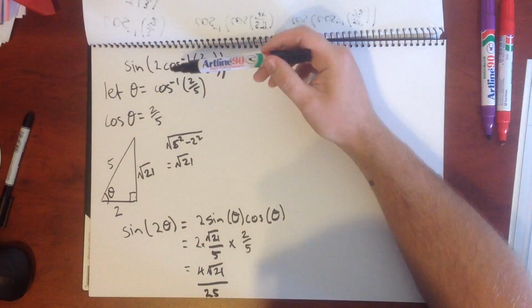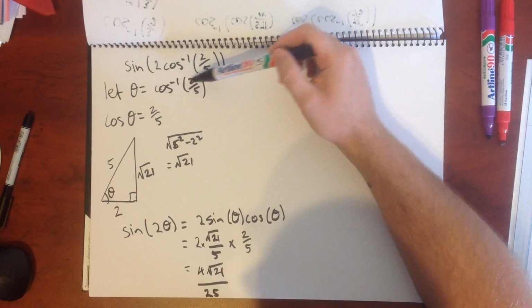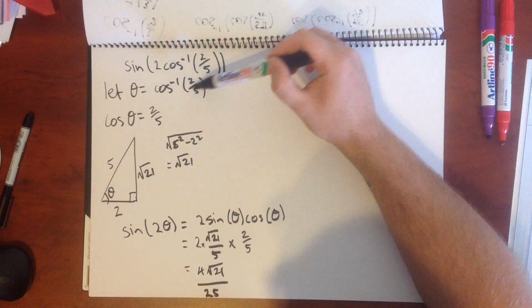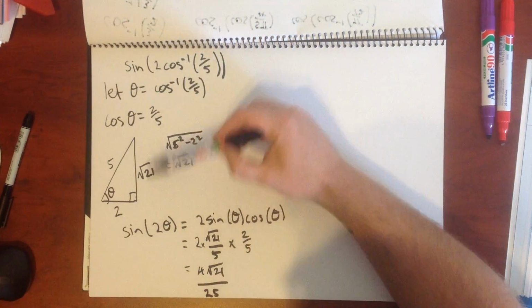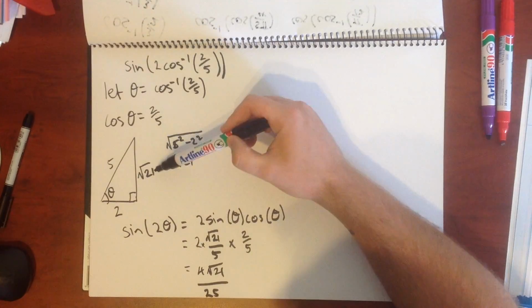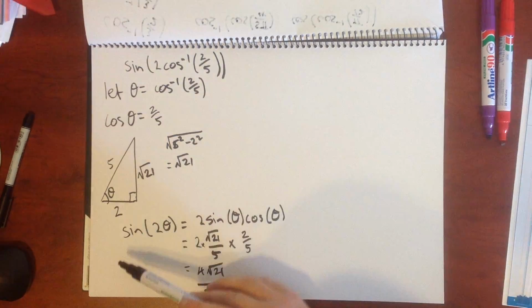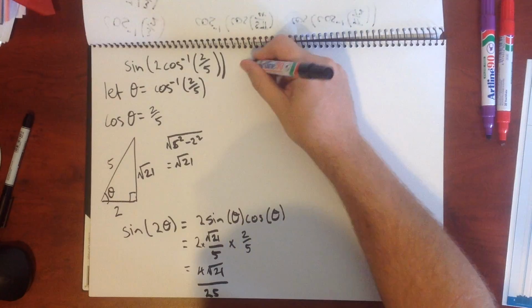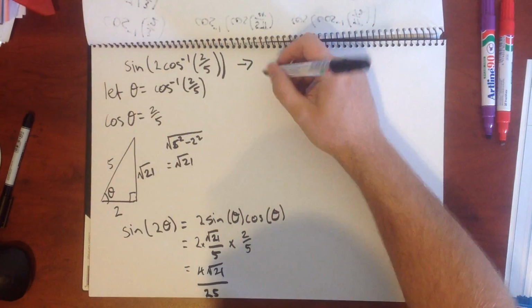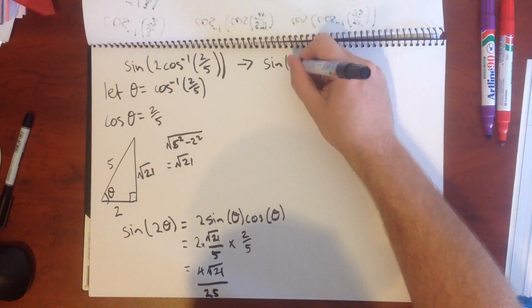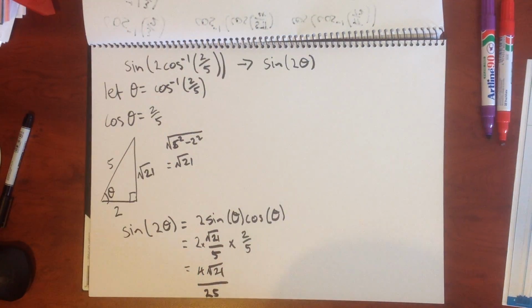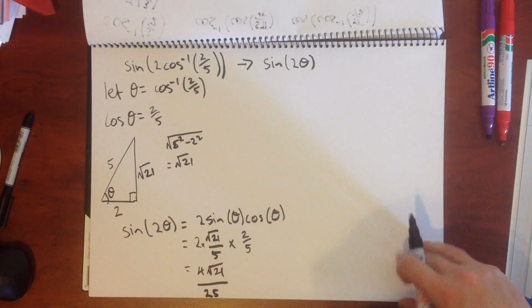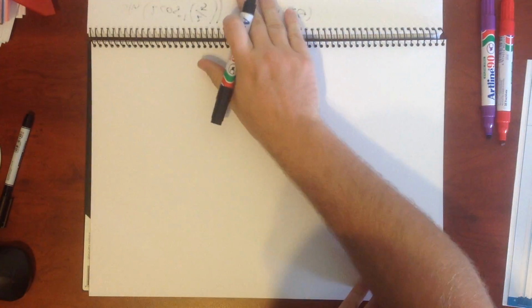So what we've done is we've let theta equal this bit in here, so that we knew what cos of our angle had to equal, so we could set up our right angle triangle, find our unknown side, and then use our double angle formula, because when we did this substitution, it became sine of 2 theta, because we said this part here is equal to theta. Okay, so we just need to have a look at our inverse tan functions to finish off.